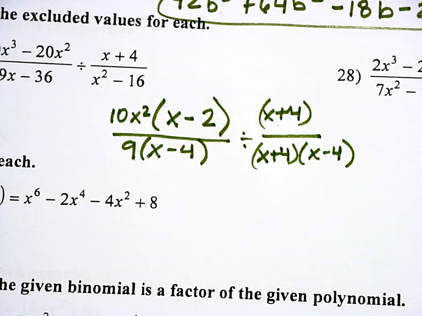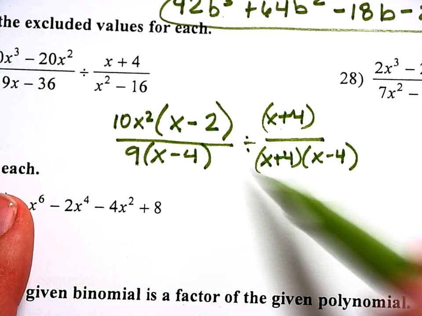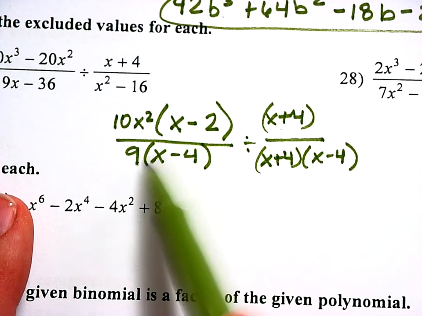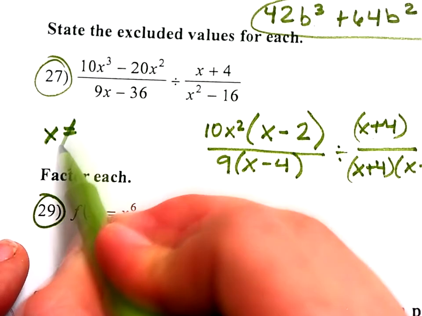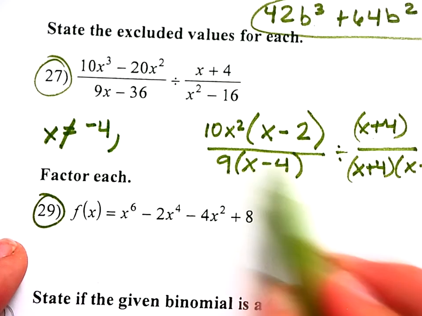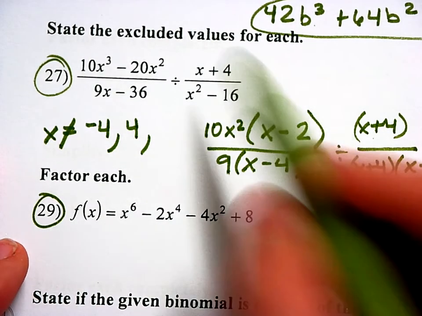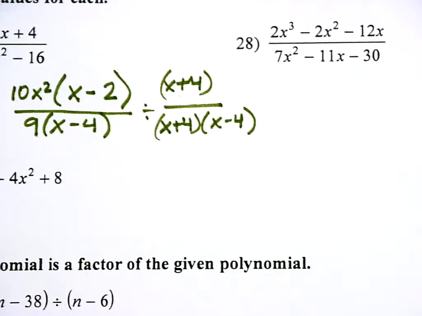Okay, so my excluded values are going to be anything that makes the number I'm dividing by 0, so numerator or denominator, and then also what makes this denominator 0. So x cannot equal, just write it over here, negative 4, positive 4, and that's going to be what makes this 0 too. So that's it. All right, then we'll actually go through and do this math.